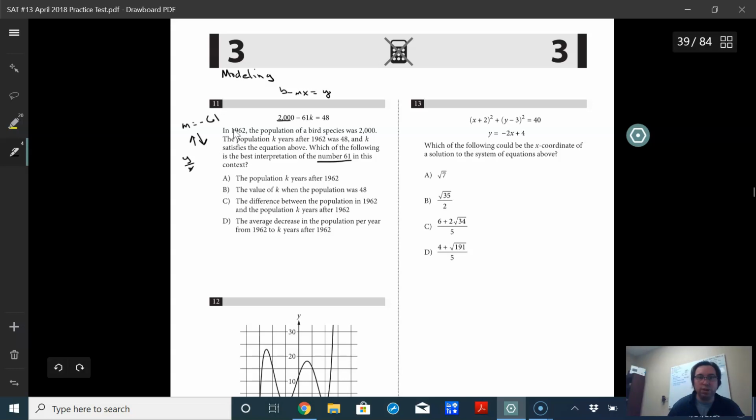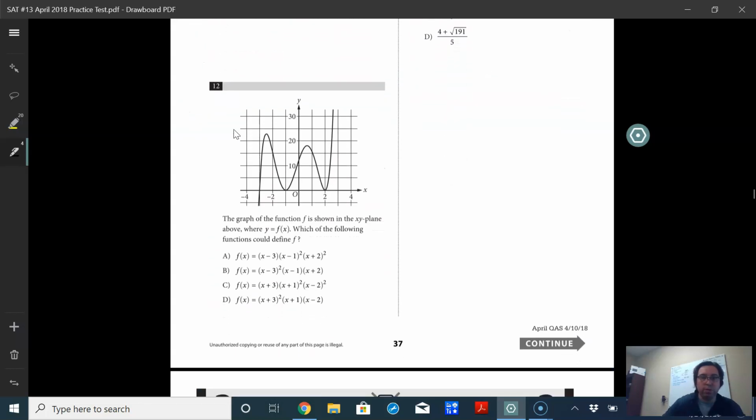So first off, if I know we're talking about the number 61, I'm going to go through here and see which one's talking about an increase or decrease. Nope, nothing in A. Nope, nothing in B. Any increase, decrease? Nope, none of that. Here it is, D, the average decrease. So quite honestly, I don't even have to look at the rest of this. Because we're talking about the slope of negative 61, it's talking about a decrease of some variety. I know the answer is D.